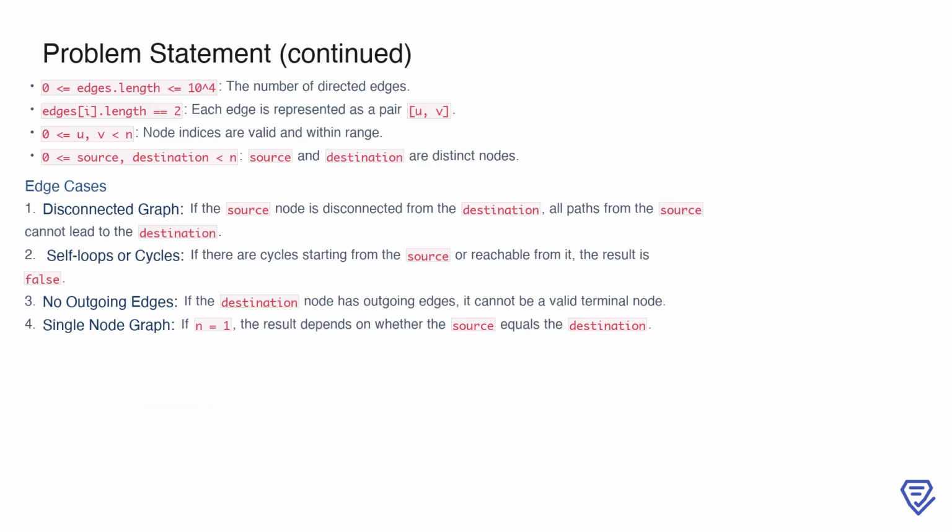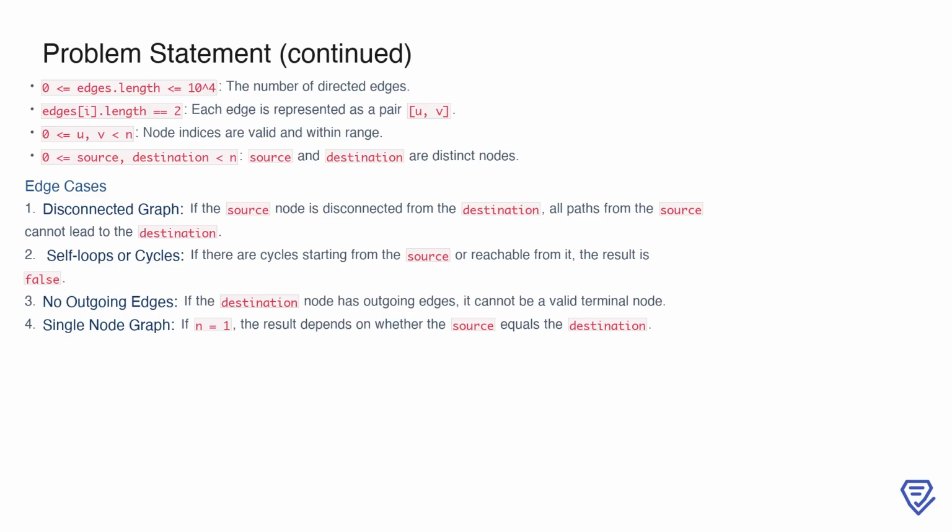Finally, let's examine the constraints and edge cases. The graph can have up to 10^4 nodes and up to 10^4 directed edges, with each edge represented as a pair, u, v. Node indices are always within the range 0 to n-1, and the source and destination nodes are distinct. For edge cases, consider a disconnected graph where the source cannot reach the destination. In such scenarios, not all paths lead to the destination.